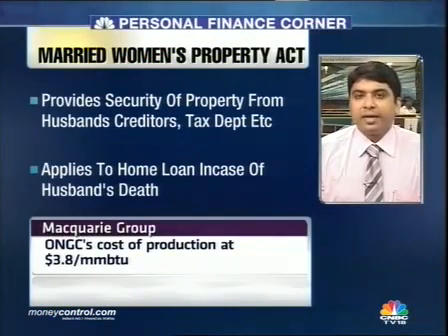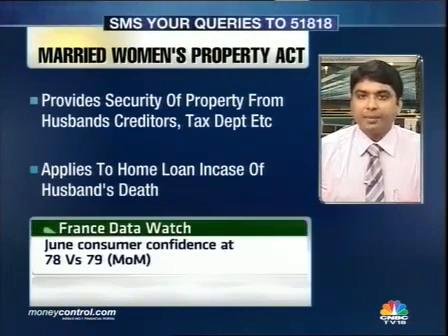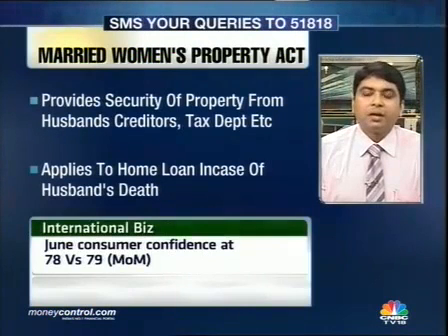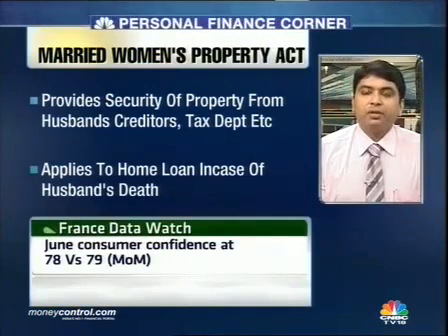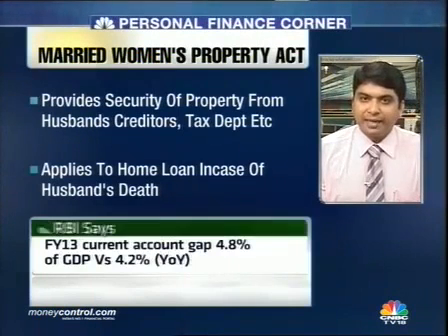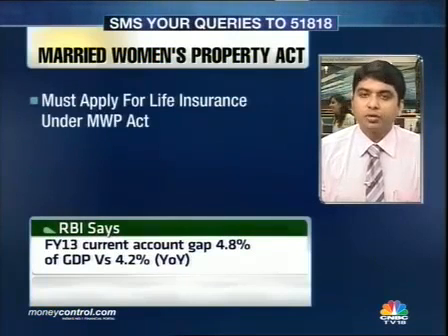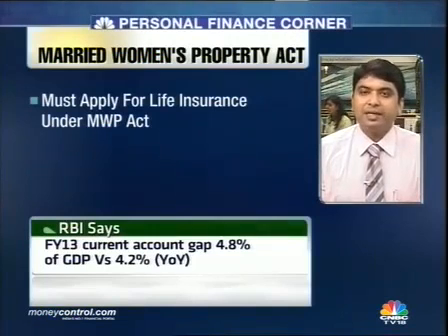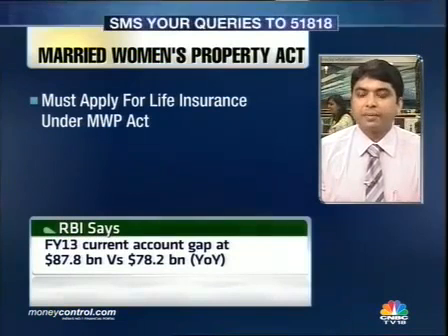Now, in order to protect the family, the wife and the children, the life insurance policies that one takes, he should make sure that these policies, at the time of taking them, are taken under the MWP Act, the Married Women's Property Act. Because life insurance policies are also entitled to be attached, which means the claims that get paid out on the death of the husband go to the bank and not to the surviving members.